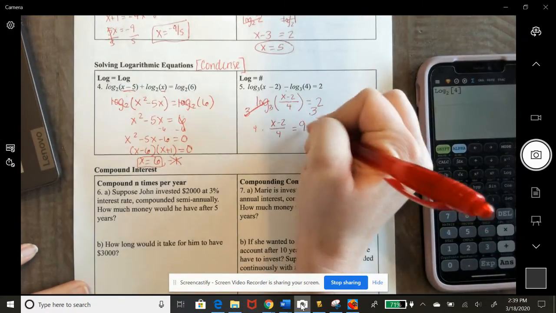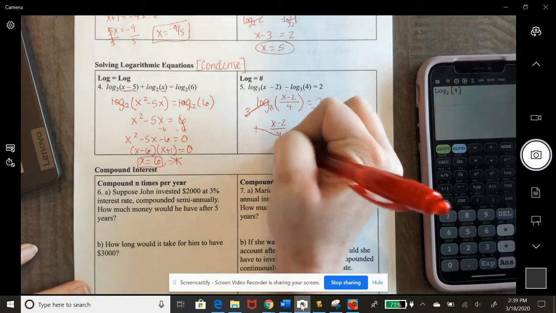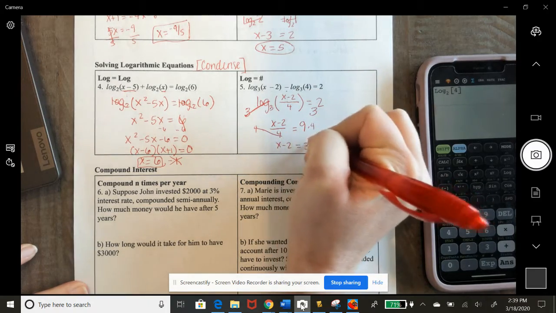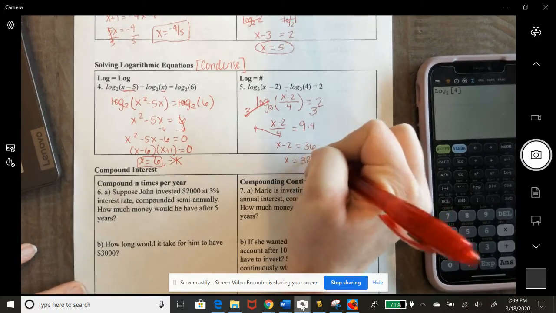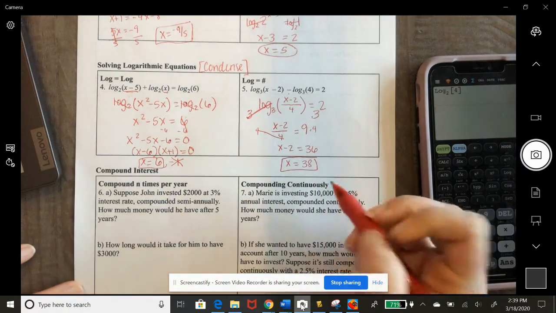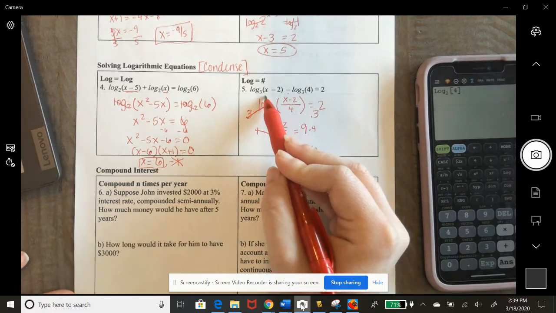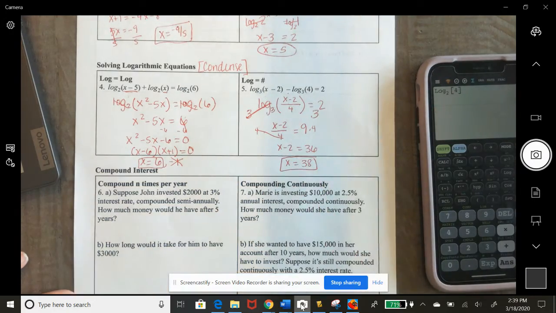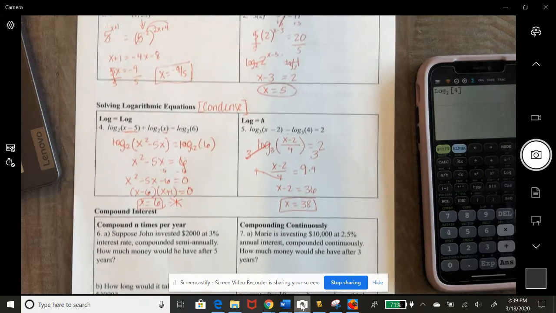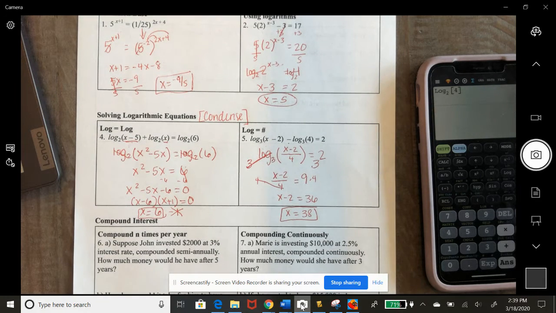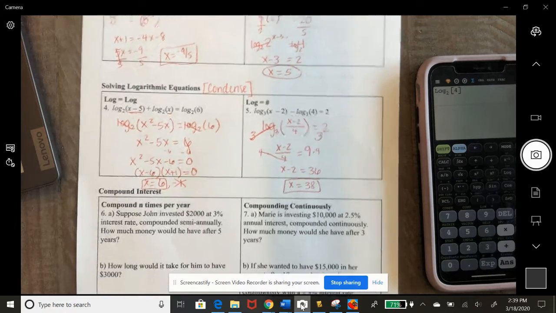So times 4, so we get x minus 2 equals 36. And then add 2, so we get x equals 38. Okay, and if we plug that back in, 38 minus 2 will be a positive value, so that one is a good solution. It's not extraneous. Okay, so these were all the equations we were working on before our hiatus here.